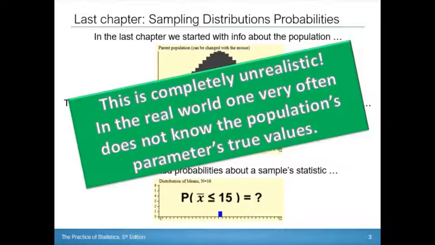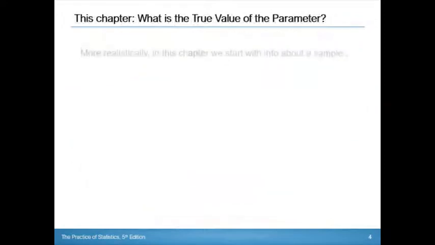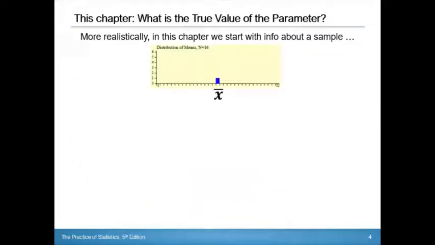This is really unrealistic because we never really know what the population distribution looks like. We don't know what the population parameters are. And so really what we're stuck with is the following. Okay, so more realistically, that's it.